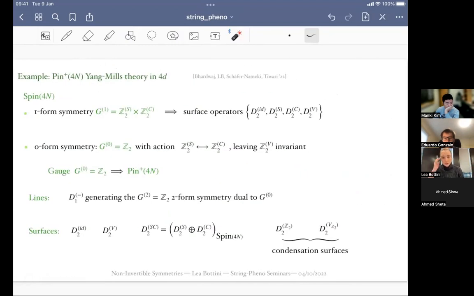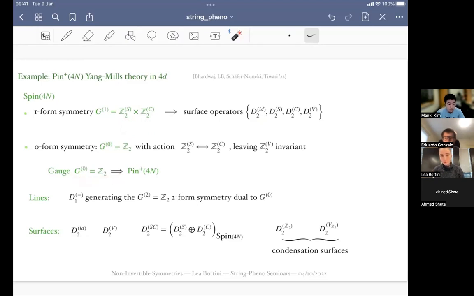Okay, so let's do one more example, which is Spin(4N) theory in 4 dimensions. This has a one-form symmetry, which is Z2 times Z2, where S is for the spinor representation, C for the cospinor representation. We also have a diagonal subgroup, which is going to be a Z2^V, for V, the vector representation. So correspondingly, we have 4 surface operators, which I call the identity, S, C, and V. And then you also have a zero-form symmetry, which acts by swapping these 2 Z2 factors, S and C, and leaves V invariant.